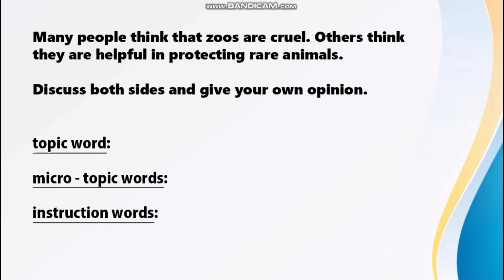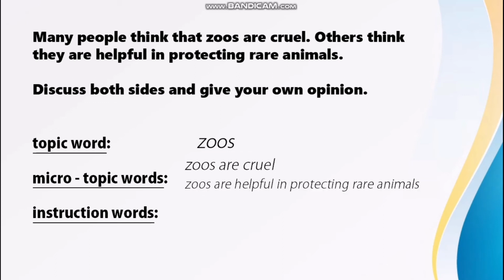Here, our topic word is the word zoos. Microtopic words will be zoos are cruel and zoos are helpful in protecting rare animals. So here, because these two are our microtopic words, we cannot include that zoos are for entertainment, or also include how to take care of the zoos, because that is not part of what the question is asking us. Now, let's move on to instruction words.